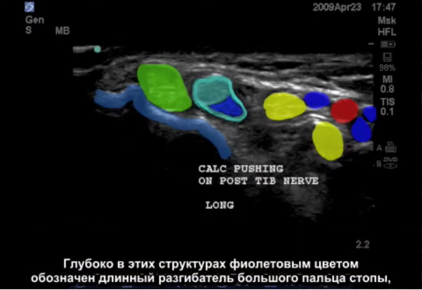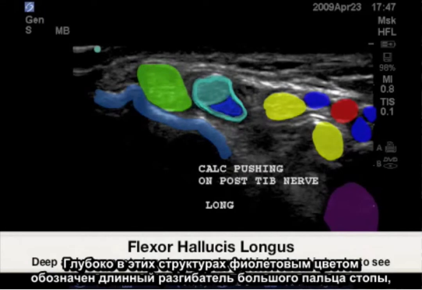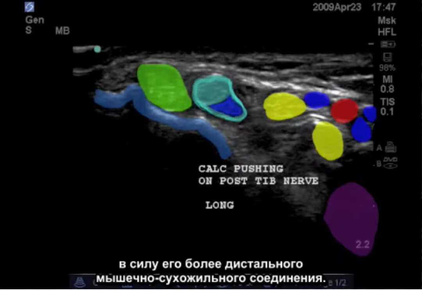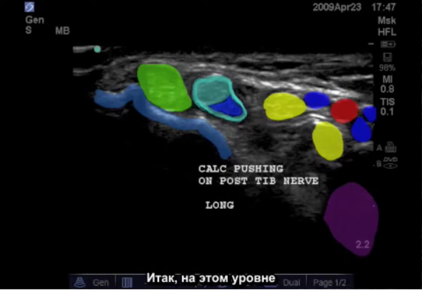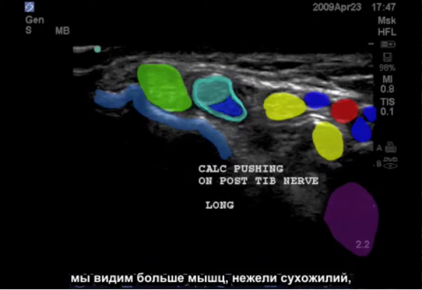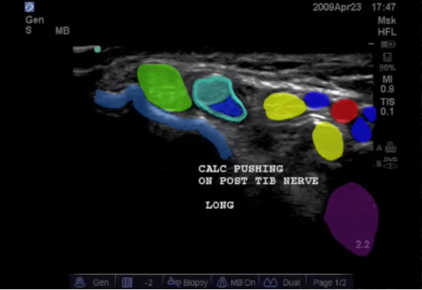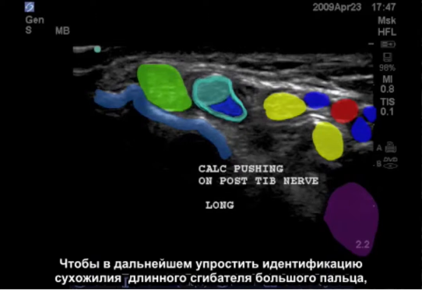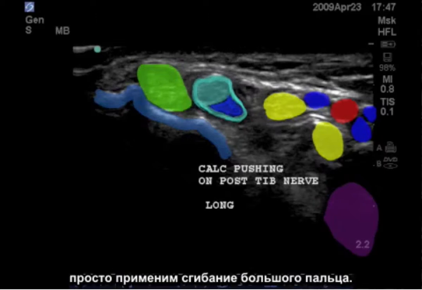Deep to these structures, noted in purple, is the flexor hallucis longus, which may be more difficult to identify at this level due to its more distal musculotendinous junction. So at this level, we are seeing more muscle than tendon, as we would see at the posterior tibial tendon. To further make the flexor hallucis longus tendon easier to identify, just apply flexion to the first digit.